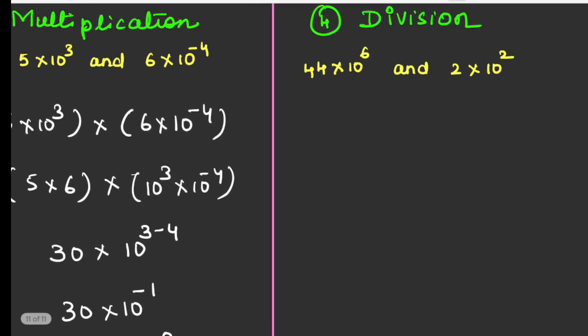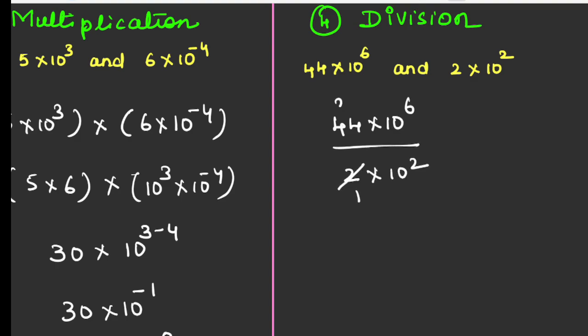Next we'll go for division. It is simple. Even here there is no need to make the power equal. So 44 into 10 to the power of 6 divided by 2 into 10 to the power of 2. So divide the numbers. 2 1s are 2, 2 2s are 4, 2 2s are 4. So this is equal to 22 into 10 to the power of 6 divided by 10 to the power of 2.